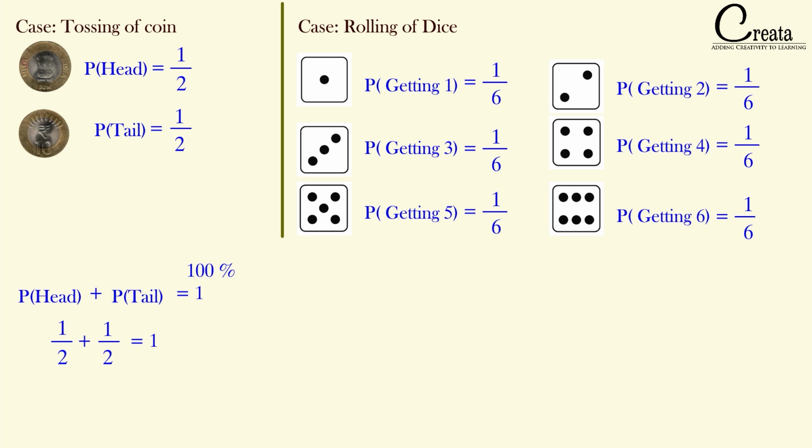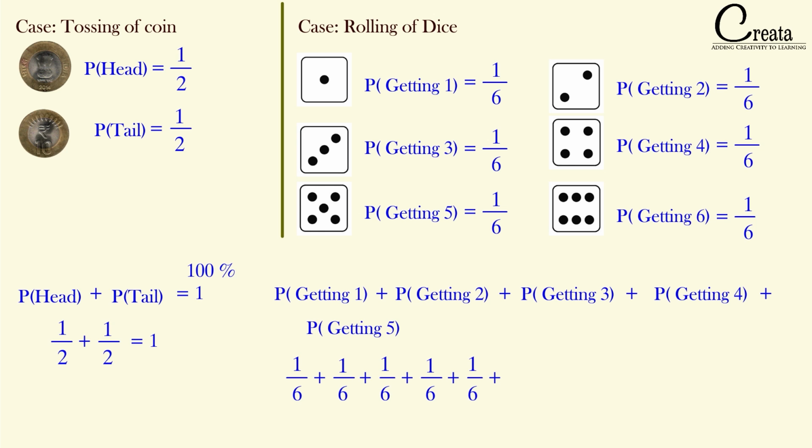Similarly, in the case of dice, if we add the probability of getting the number 1 plus the probability of getting the number 2 plus the number 3, number 4, number 5 and number 6, we will again get 1. That is 1 by 6 plus 1 by 6 plus 1 by 6 up to the 6th term, we will get the number 1. Here if we compare this to the concept we have discussed in the coin, this 1, the addition 1, we can call it 100% probability. It means that whenever we roll the dice, we can get either 1 or 2 or 3 or 4 or 5 or 6. That is 100%.